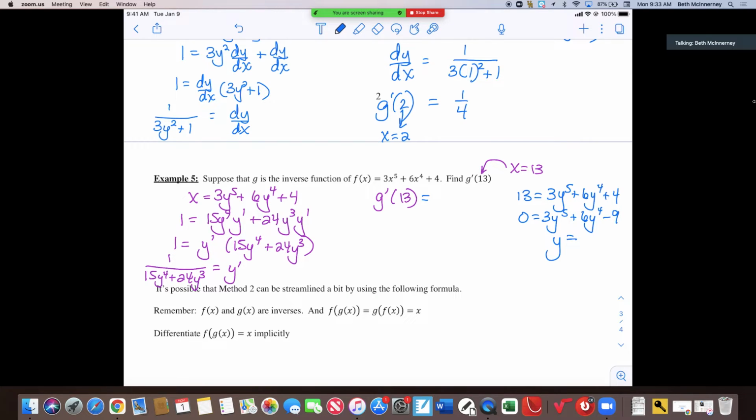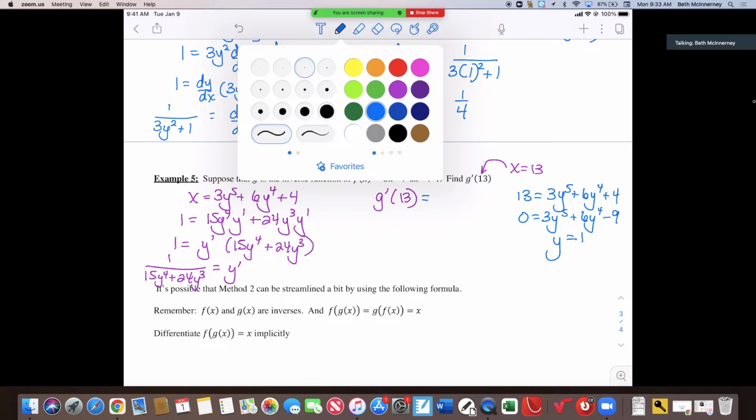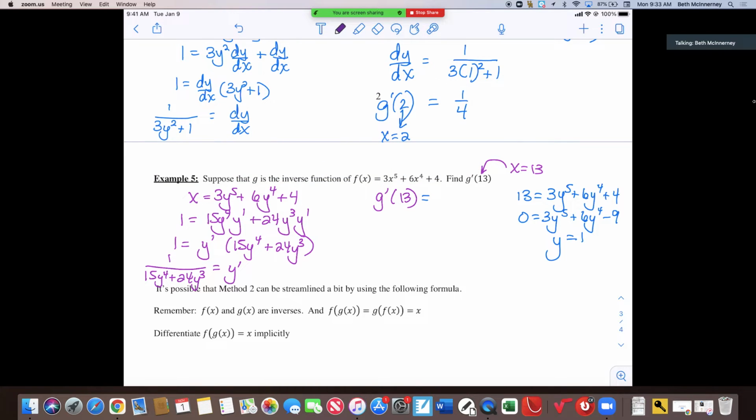Anybody get it? It's 1, right? Good job. Good job, Jim. Yeah, you really could. Can you see that just glancing at it, if you had to guess something, you see 3 plus 6? Yeah, great, that's awesome. So G prime of 13 is 1 over, and I'm really going to plug in 1, which is 1 over 39.